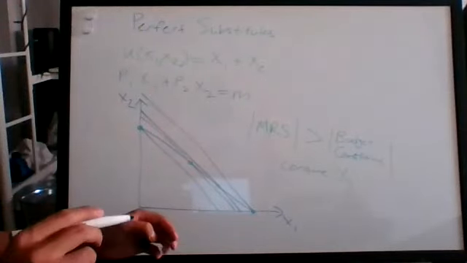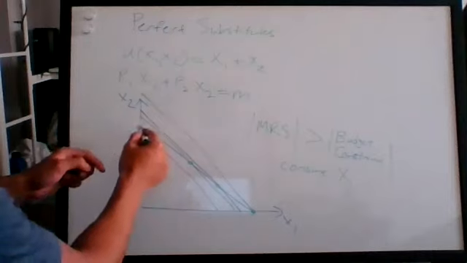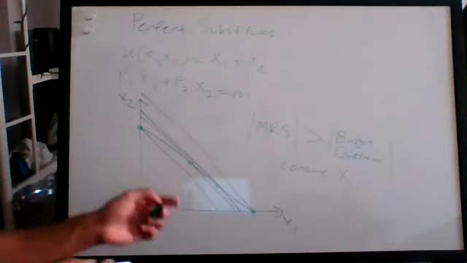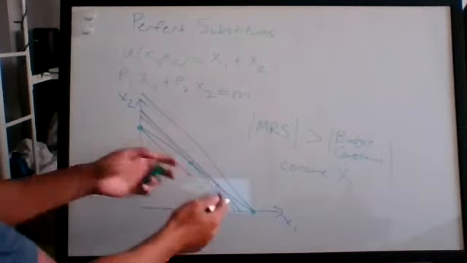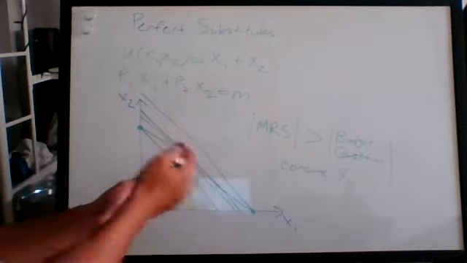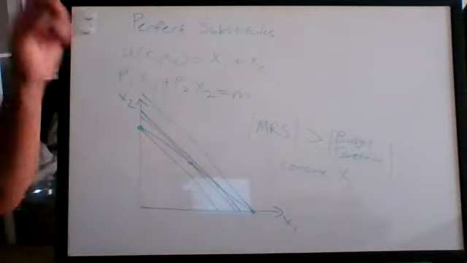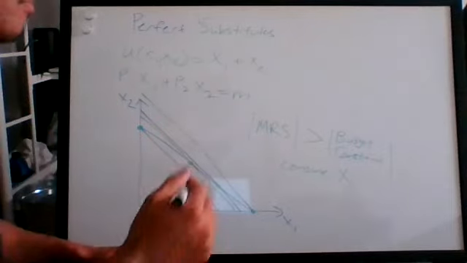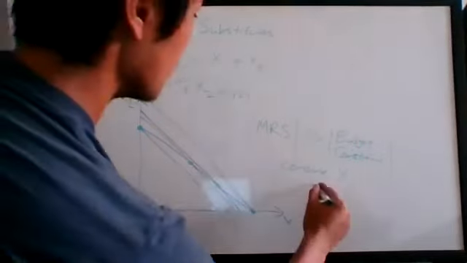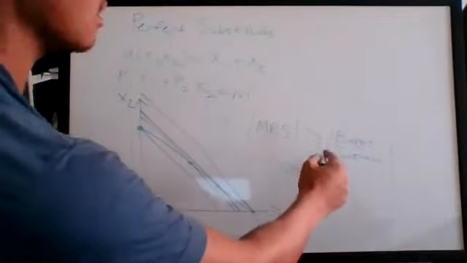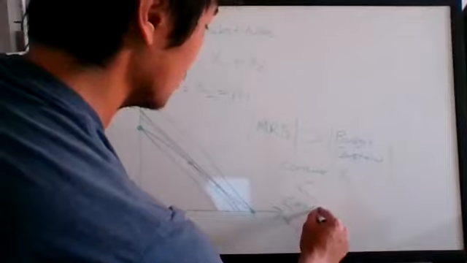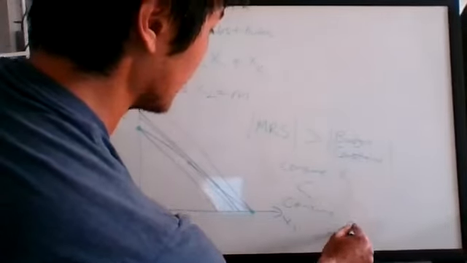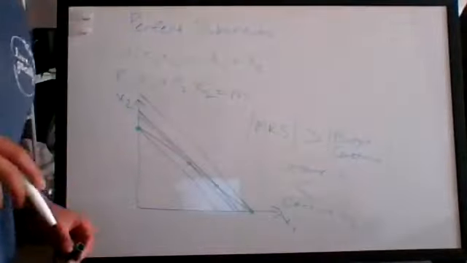Similarly, if I had it so that the slope of the MRS was less than the slope of the budget constraint, you would notice the exact same thing that you're seeing here, just flipped, occurring for x2. Meaning that when the slope of the MRS is less than the slope of the budget constraint, we're going to consume x2, okay?